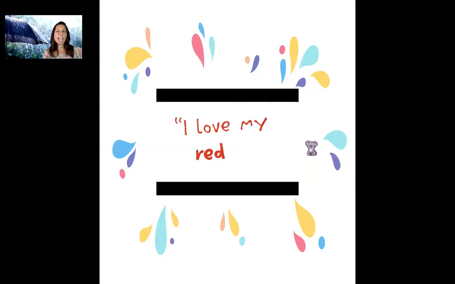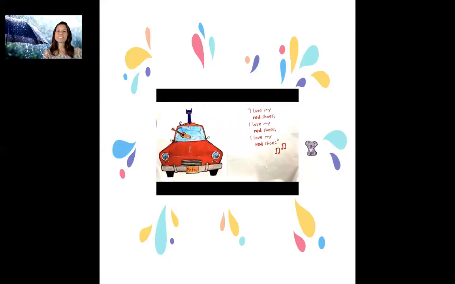I love my red shoes. I love my red shoes.